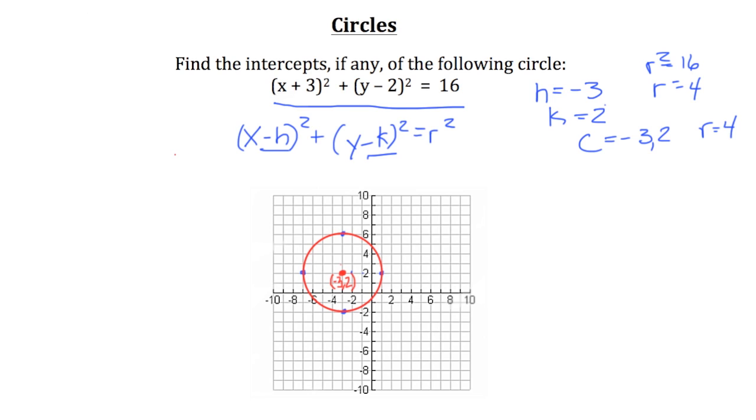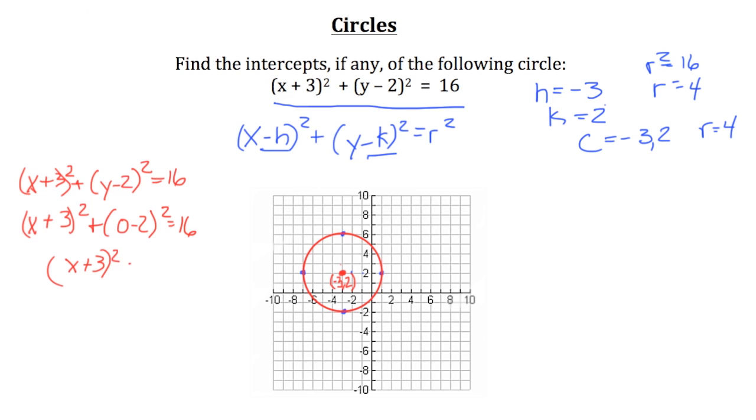So for this circle, we want to go ahead and find the x-intercepts, if any, and the way we would do that is, first of all, we would let y equal 0 and solve for x. So we have our equation (x + 3)² + (y − 2)² = 16. We're going to say (x + 3)² + (0 − 2)² = 16. Then we simplify, so we get (x + 3)² + 4 = 16.